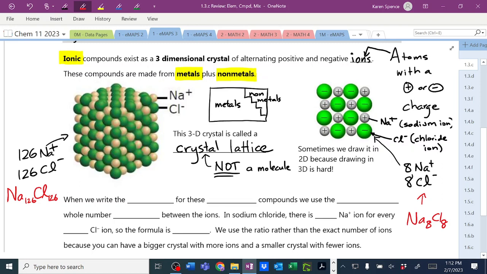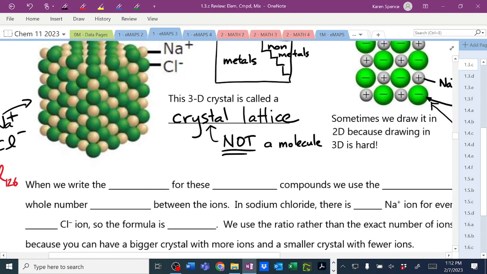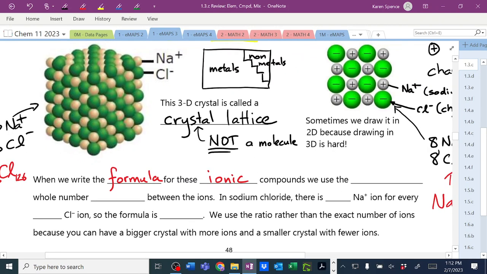Okay, so instead, when we're dealing with a crystal lattice, because the crystal can be big or the crystal can be small, when we write the formula for these ionic compounds, instead of trying to give exact numbers, we use the smallest whole number ratio between the atoms.